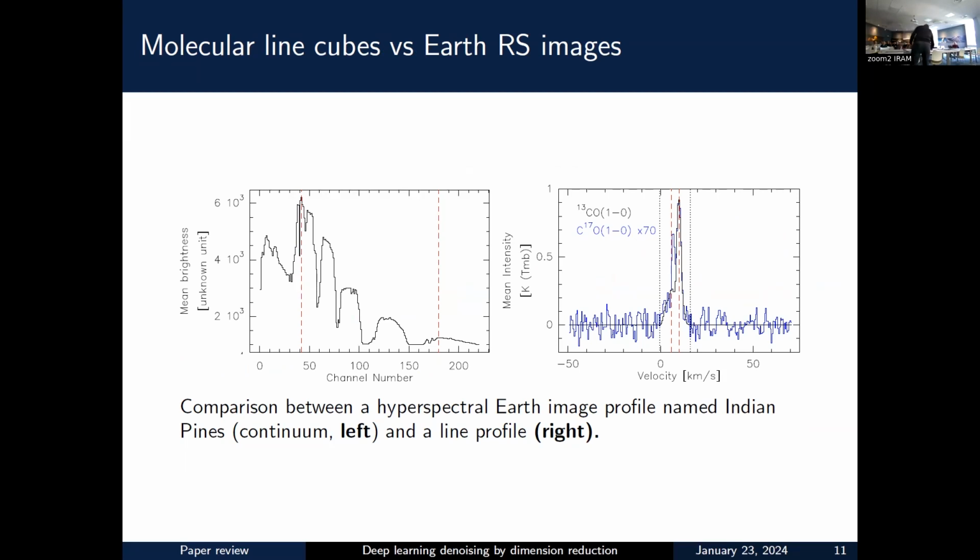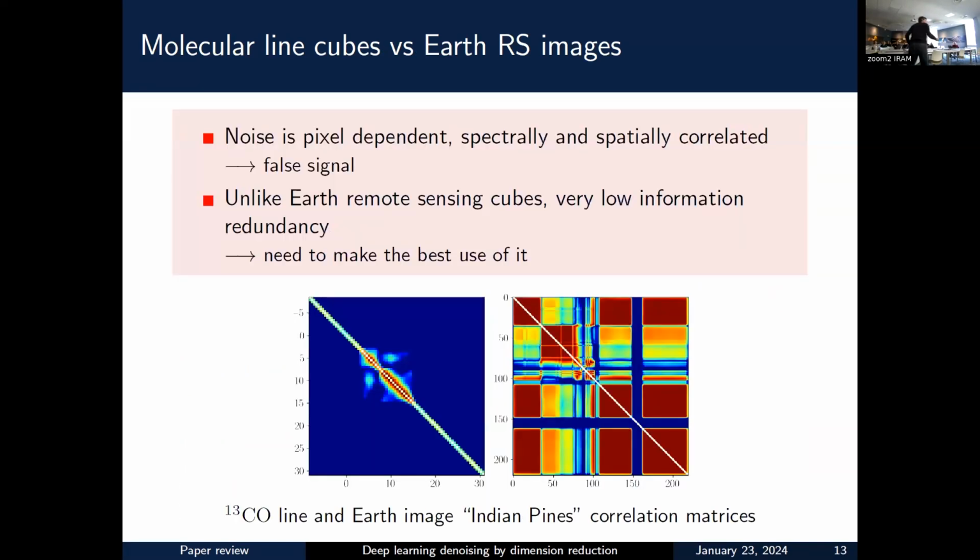And one other difference can be seen in this kind of figure. This is something called a correlation matrix. So we compute the Pearson correlations between two different channels of the image. And this is what is obtained for line cubes, and this is what is obtained with a continuum cube such as the ones that are used in the hyperspectral community. And they are quite different.